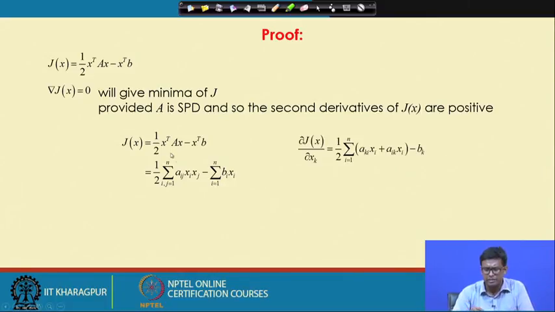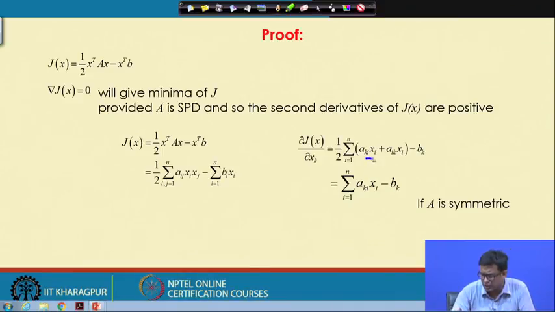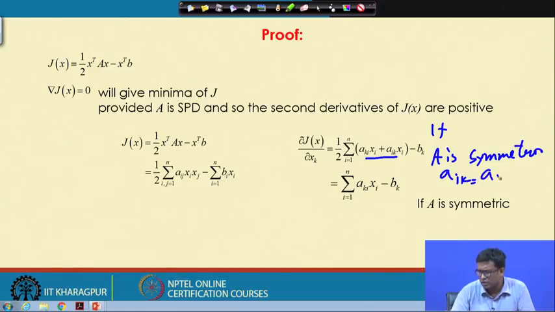And if I take its derivative with respect to the kth component of x, we get half of the sum for i = 1 to n of a_ki x_i plus a_ik x_k, minus b_k. Now, if A is symmetric, this has to be noted carefully. If A is symmetric, a_ik is equal to a_ki. So, this becomes the sum for i = 1 to n of half of twice a_ki, so a_ki x_i, minus b_i.